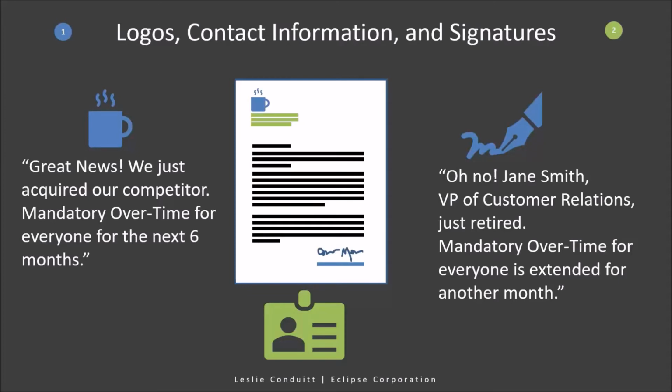The first one is logos, contact information, and signatures. And again, there's a bit of an overlap, but there's two samples here, and these are all things I've heard from my clients. Great news, we've acquired our competitor, mandatory overtime for everyone. And then of course, another one is, Jane Smith just retired, mandatory updates for the signature blocks on the bottom of all of the letters.